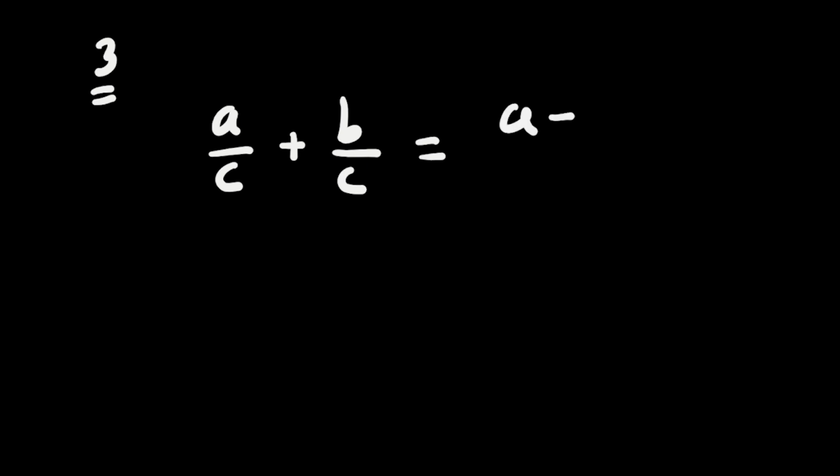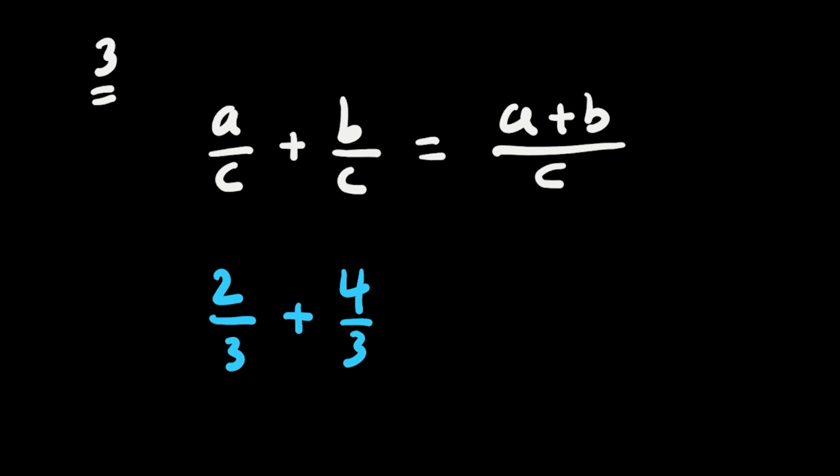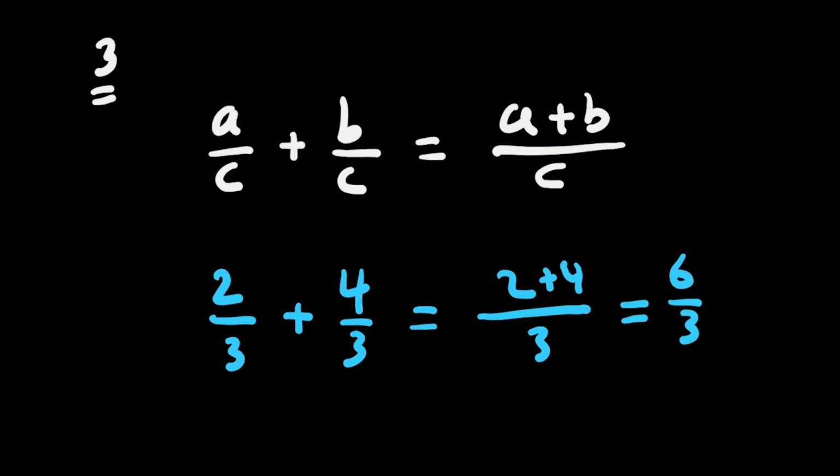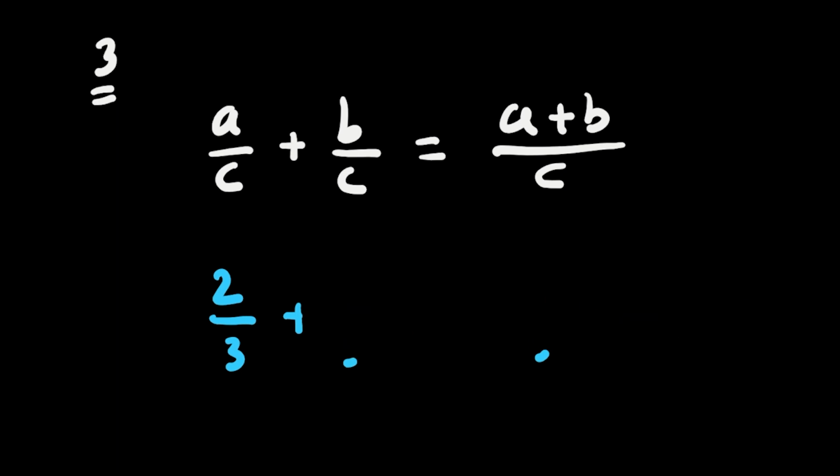Property number 3 says a over c plus b over c equals a plus b over c. Let's see an example. If we have 2 over 3 plus 4 over 3, that would equal 2 plus 4 all over 3, which is 6 over 3, and we can write it as 2. This is the third property. Let's see the next one.